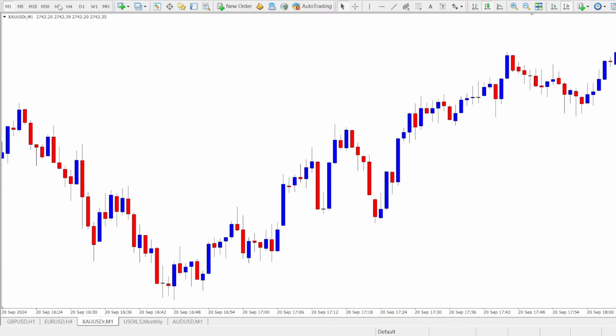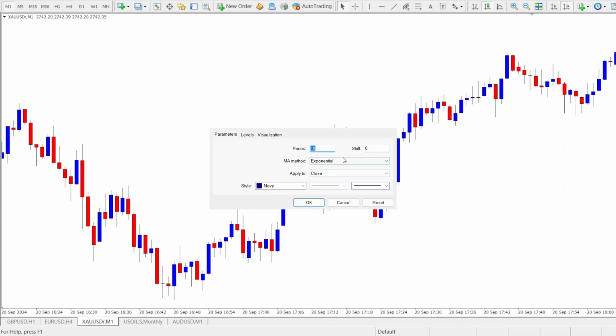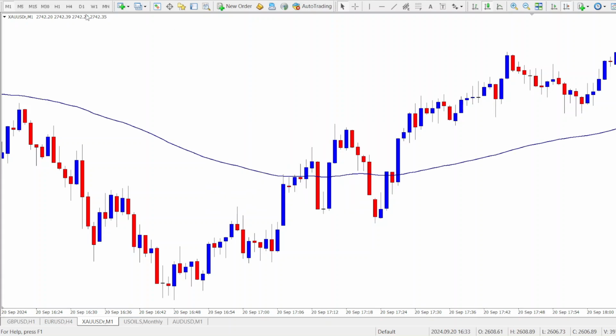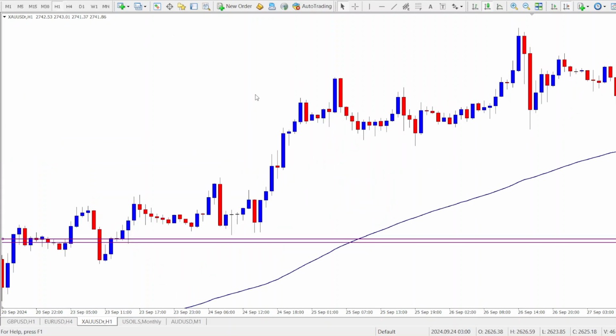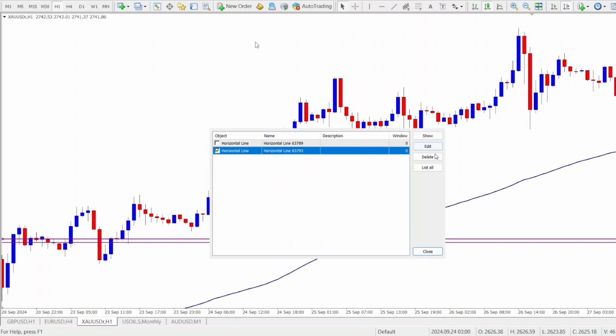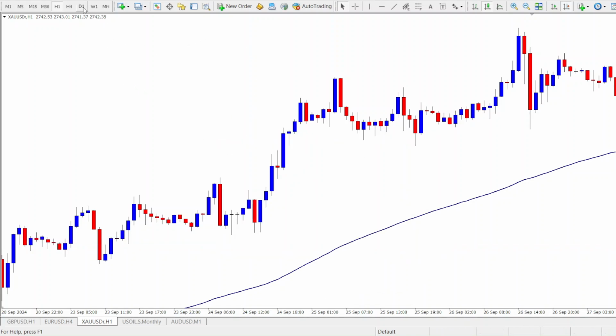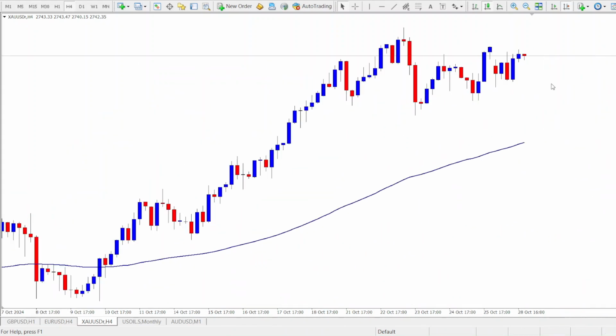I'm just going to start by adding the 100 moving average. The 100 represents the period. So I'm adding the 100 moving average to our chart. All right, here we go. Now the 100 moving average shows the average price over the last 100 candles on any time frame you are using.